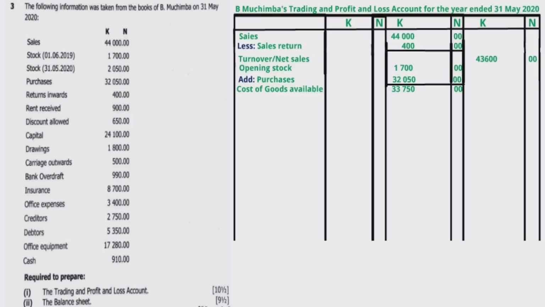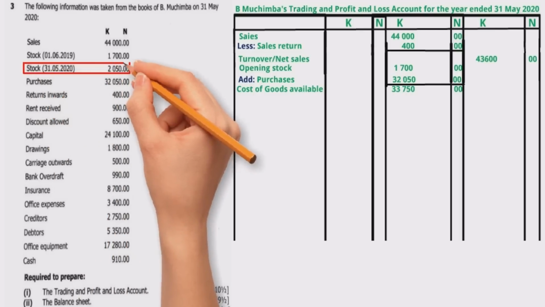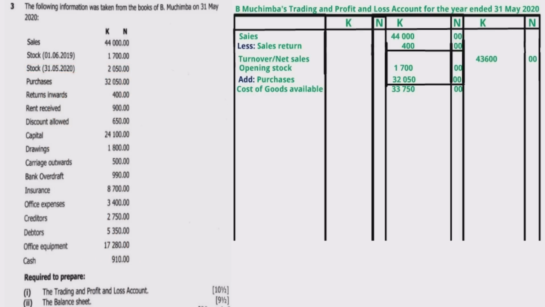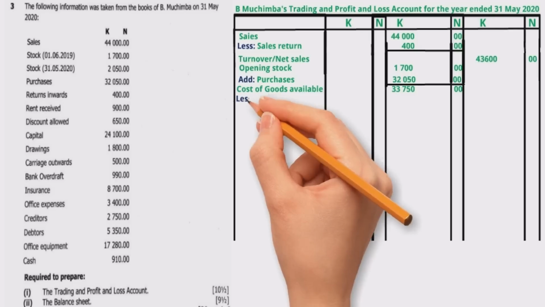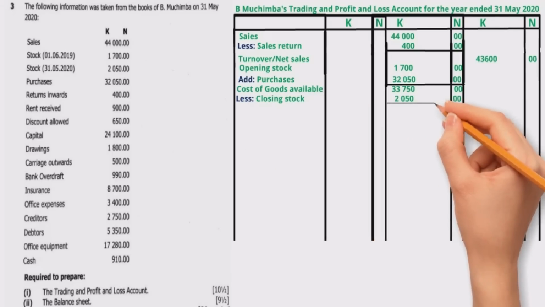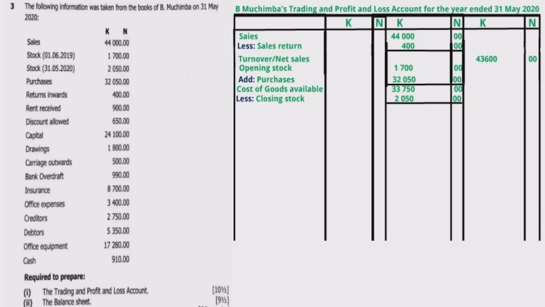So the cost of goods available is 33,750 kwacha. Then less closing stock. Now, closing stock, which was on 31st May 2020, was 2,050 kwacha. So I'm going to say less closing stock, which is 2,050 kwacha. When I find the difference of 33,750 kwacha minus 2,050 kwacha, it will give me 31,700. Now, 31,700, this is the cost of goods sold.